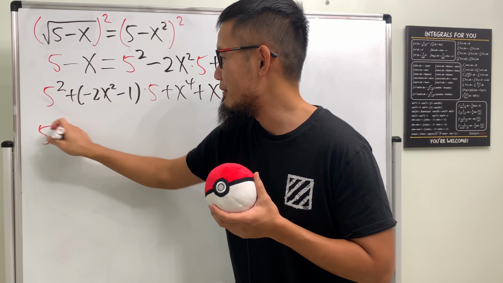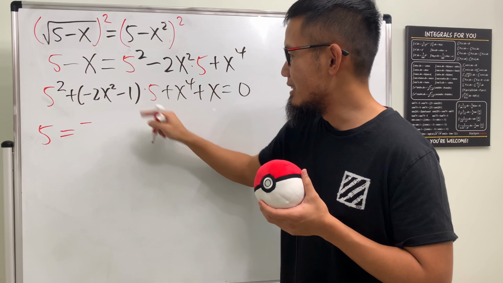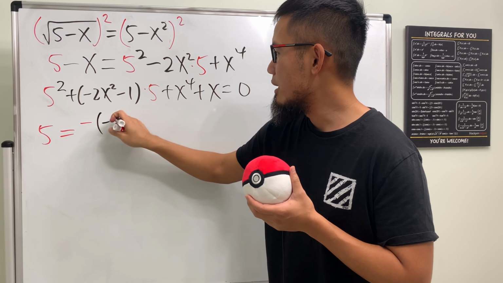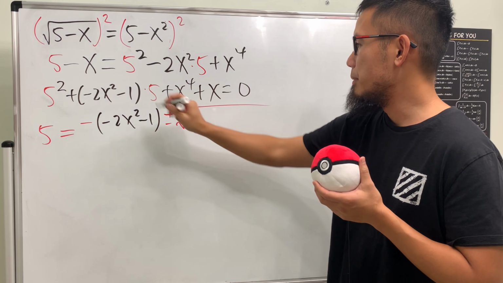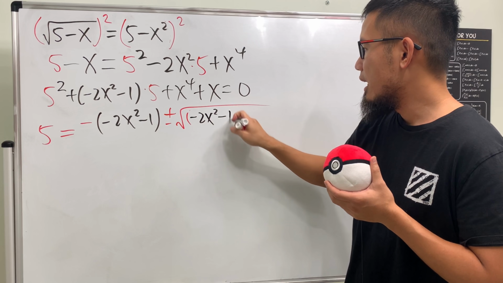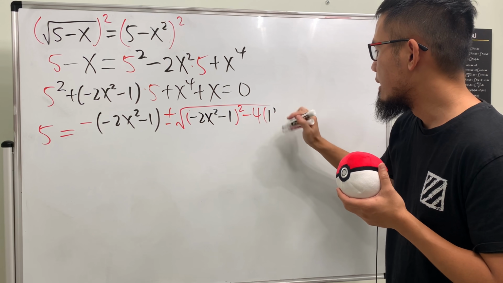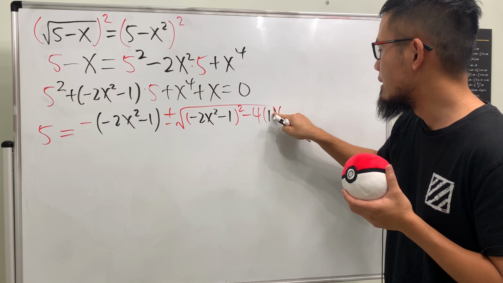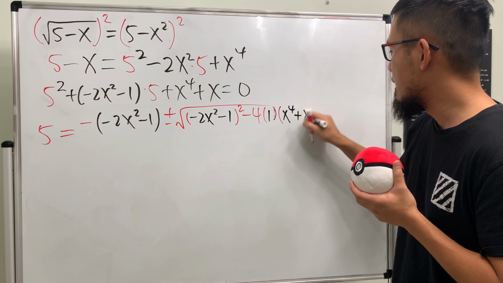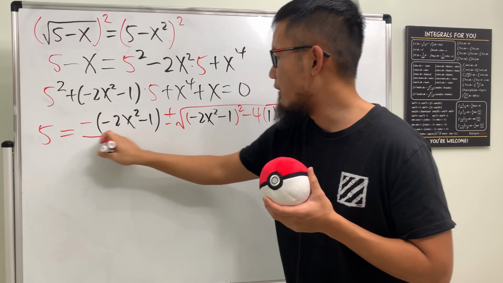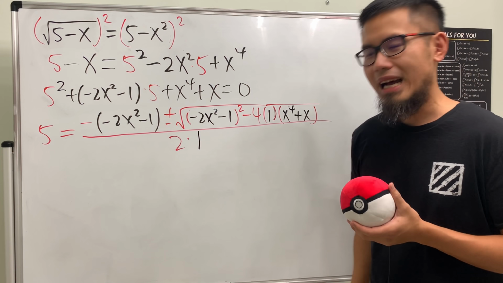So we know that 5 is equal to, alright, minus b, which is this right here, so minus parentheses negative 2x squared minus 1, and then plus or minus square root of b squared, so let me put that down and then square that, and then minus 4 times a, which is just 1, and then times c, which is actually all this right here. So we put down x to the 4th power plus x, like so, and then everybody divided by 2 times 1, right? Cool. Have a look, man.